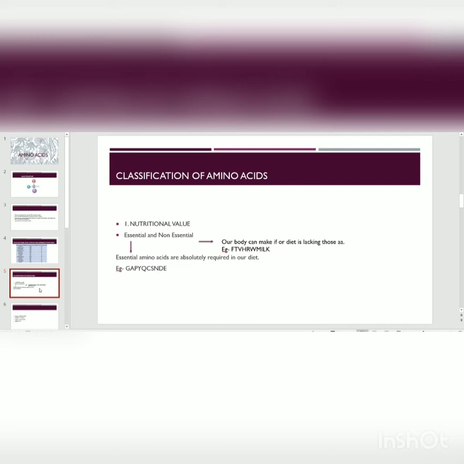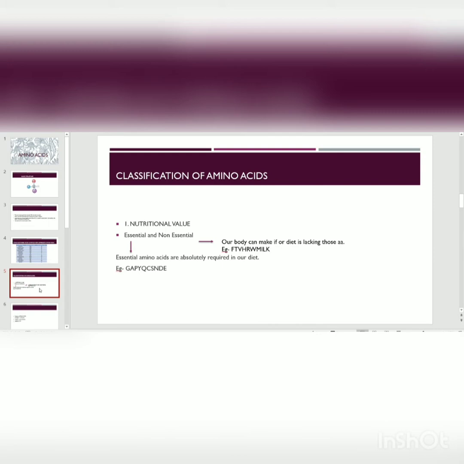Essential amino acids are absolutely required in our diet, while the non-essential amino acids can be made in our body. Our body can make these amino acids if they are not present in our diet. Okay, in case of essential amino acids, we can take the example of glycine, alanine, tyrosine, right? While in case of non-essential amino acids, we can take the example of phenylalanine, tyrosine, no, threonine.